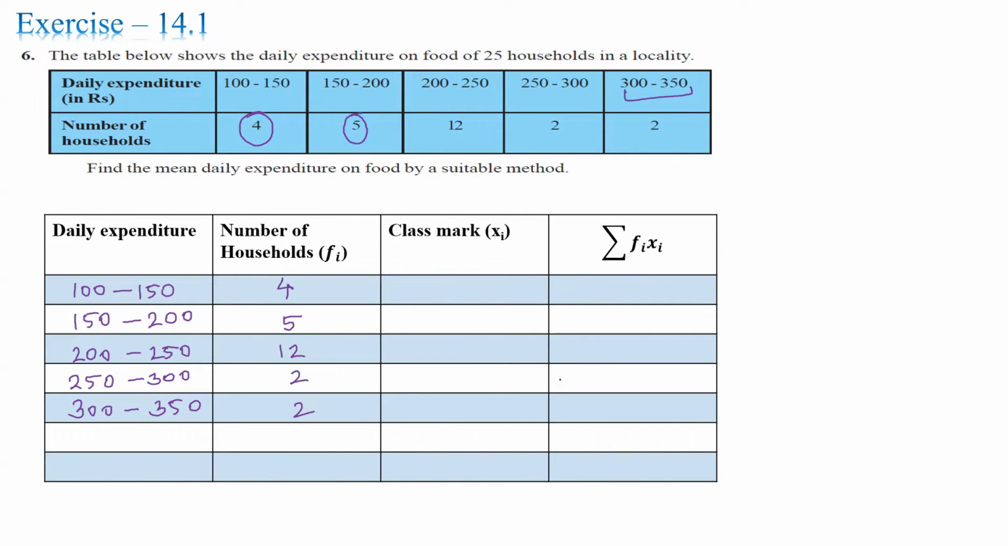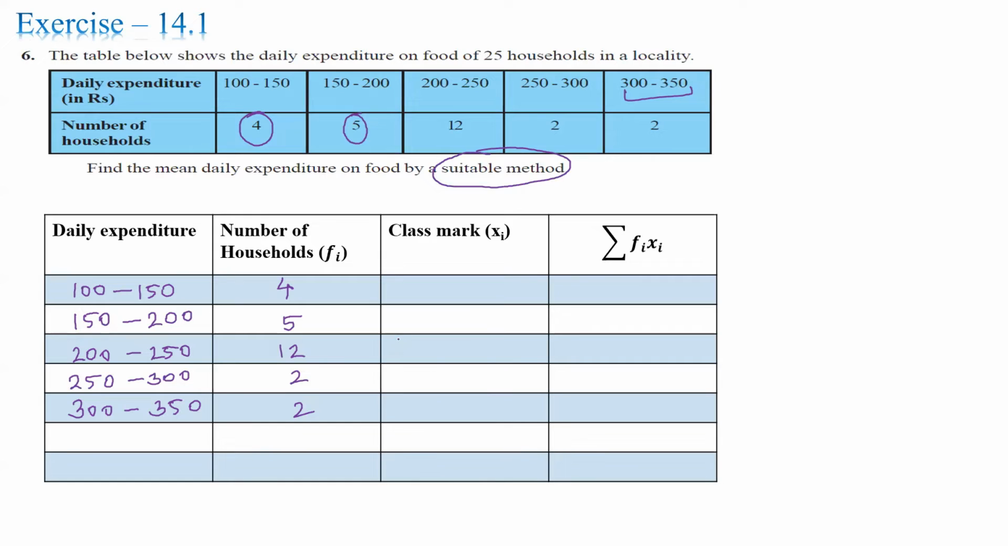Which method are we going to use here? They have said suitable method. The choice will be yours. You can use either the assumed mean method or the direct mean method. Direct mean method is very easy.